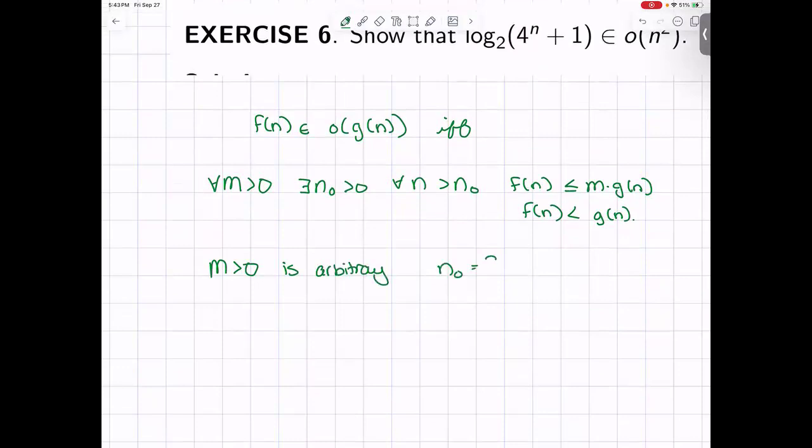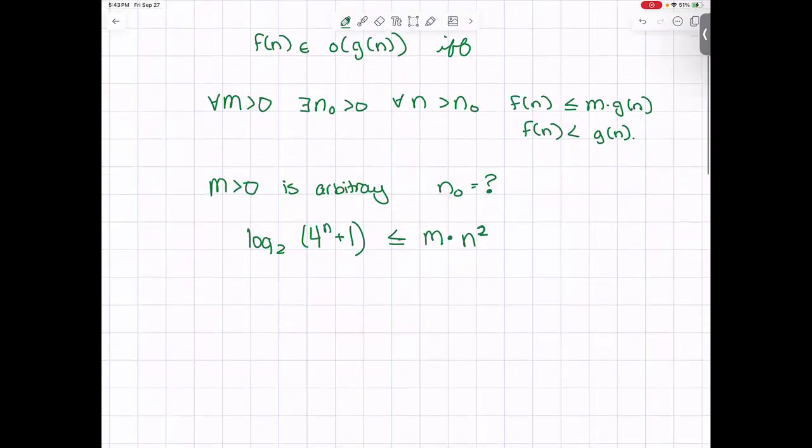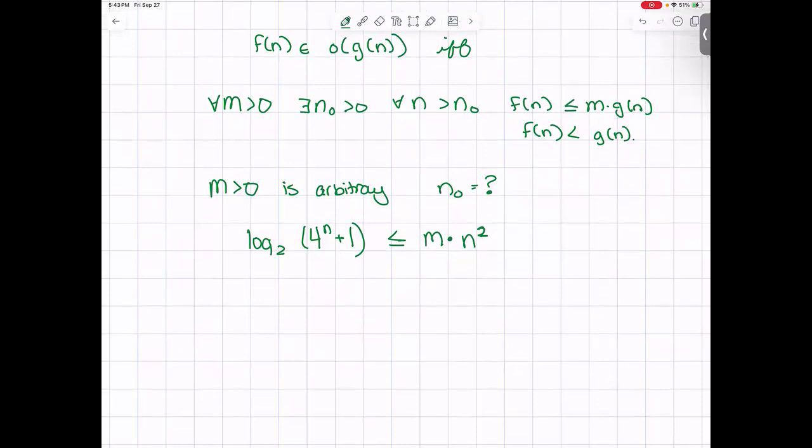What is our n naught going to be to get log base 2 of 4 to the n plus 1 being less than or equal to m times n squared? Okay, so again, we need to figure out what that n naught needs to be. In order for our n to have a value, we get to pick our n naught, and we hate that fractional space. So what happens if we let our n naught be greater than 1, as we've been doing over and over again?